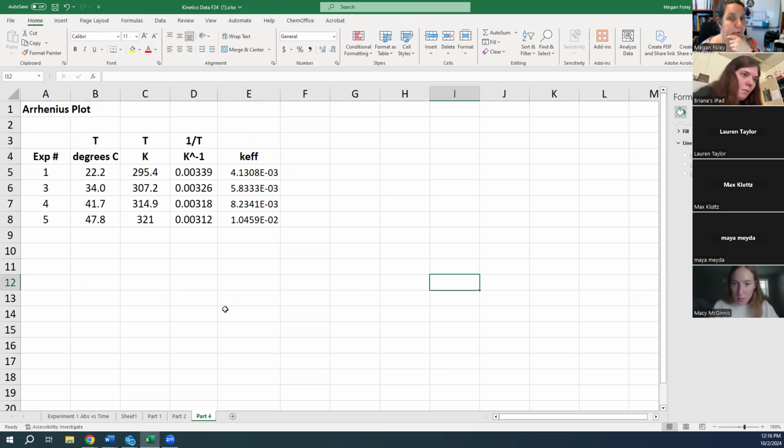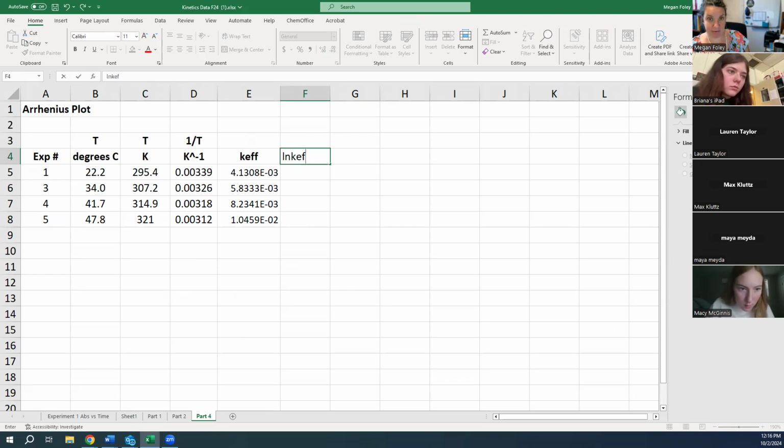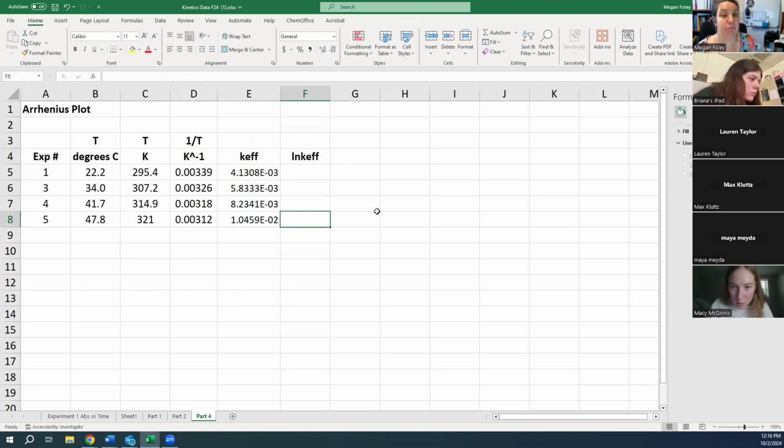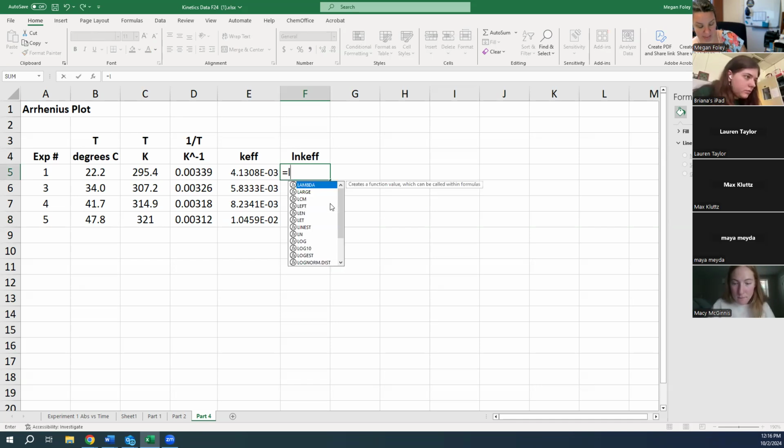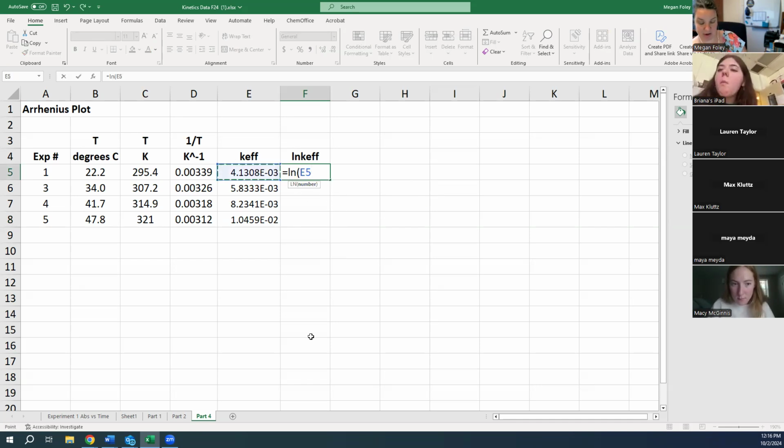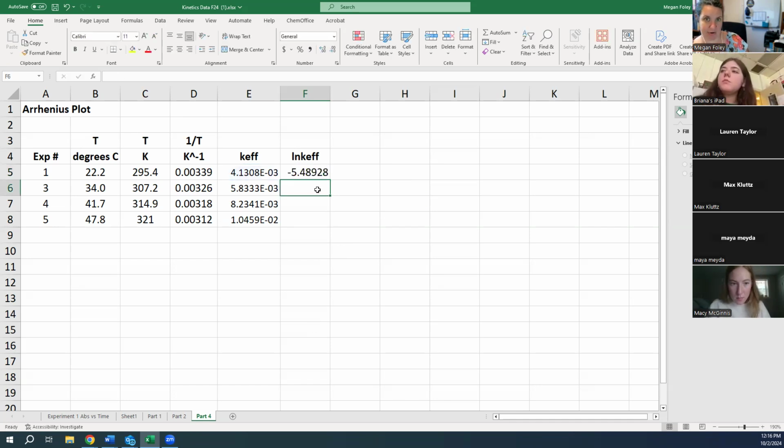Those are what we're going to make our graph out of. Oh, sorry, I lied. We need to take the natural log of our K effective. That will allow us to produce our Arrhenius plot. The Arrhenius plot is 1 over temperature in Kelvin versus the natural log of our K value. So we're going to do equals ln open parentheses, the number we just got, close parentheses, and enter.